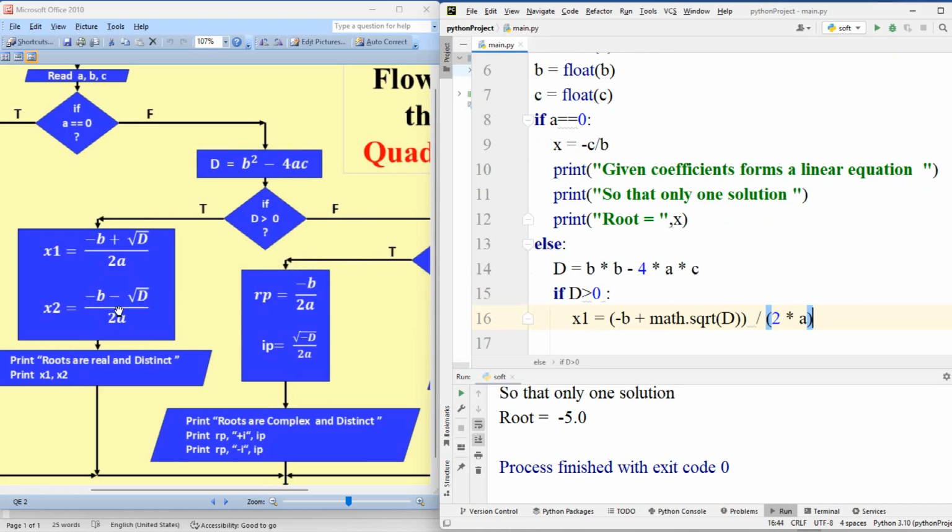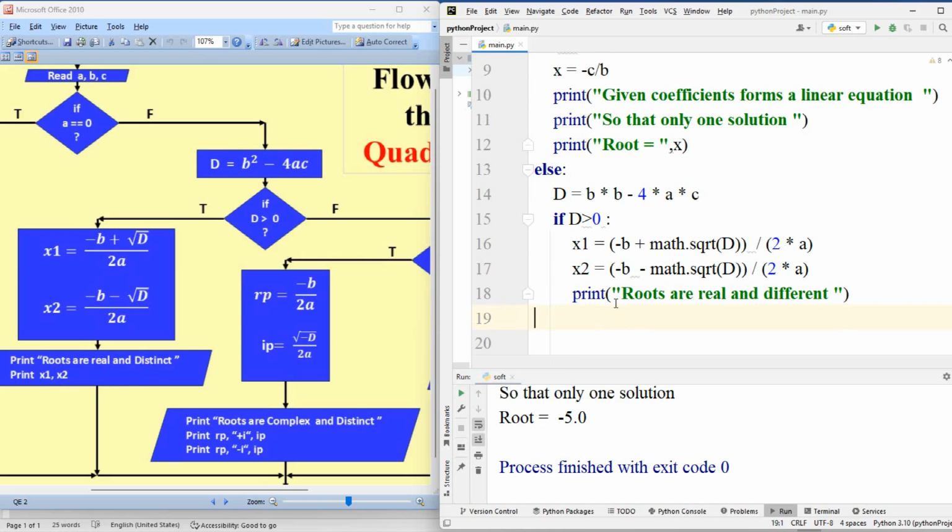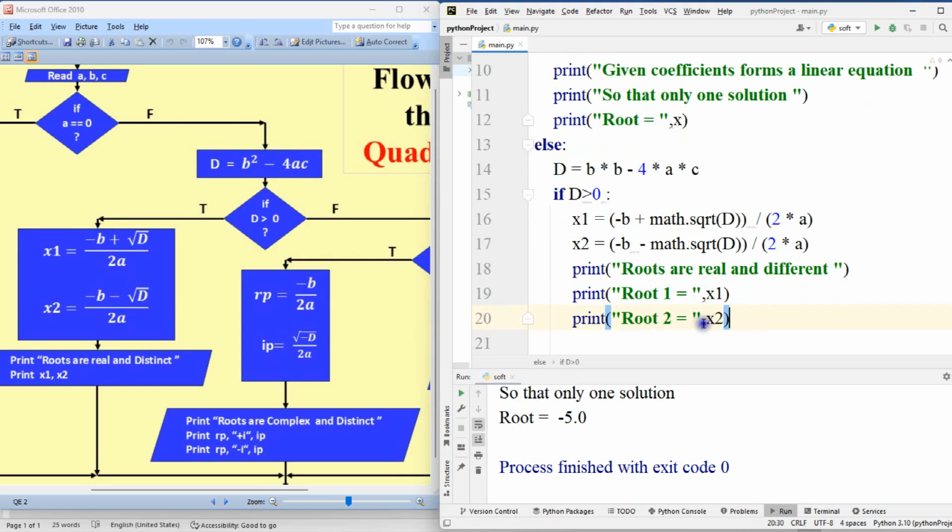Then x1 is equal to this one, and x2 is equal to this one. Before displaying the values of x1 and x2, first let us display the characteristics of roots. Characteristics of roots are like this: roots are real and different. Then root 1 is equal to x1, root 2 is equal to x2.